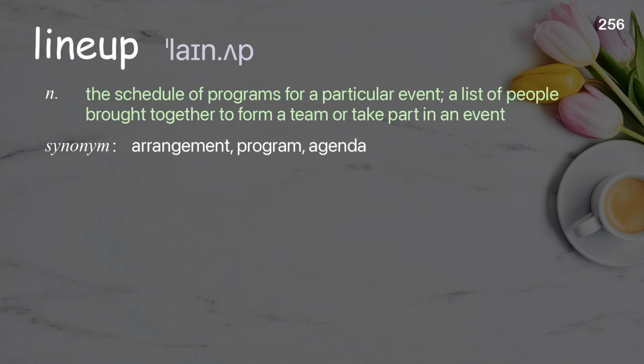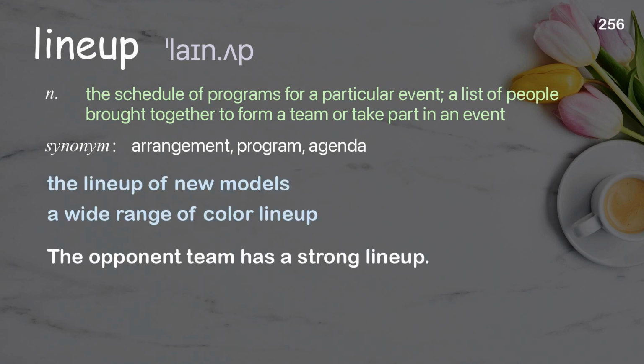Lineup. The schedule of programs for a particular event, a list of people brought together to form a team or take part in an event. Examples: The lineup of new models. A wide range of color lineup. The opponent team has a strong lineup.